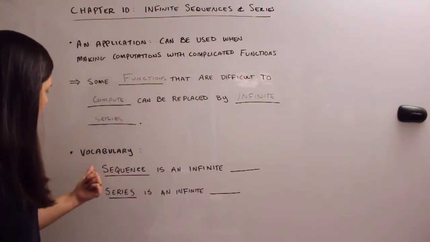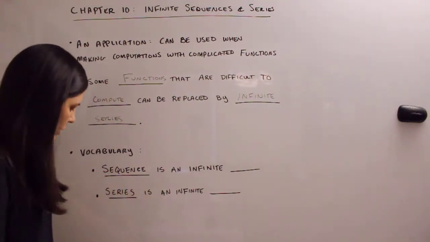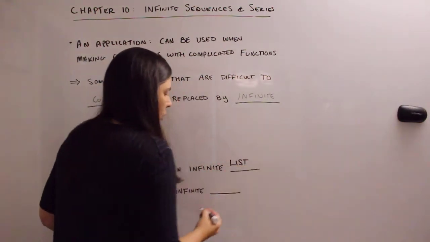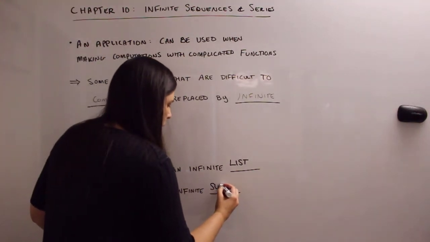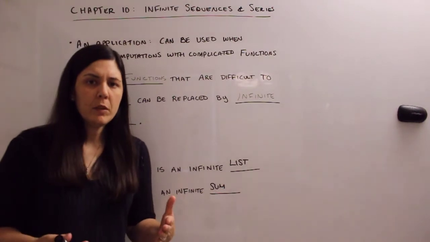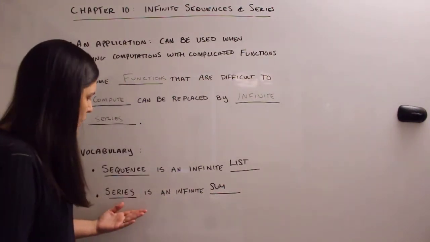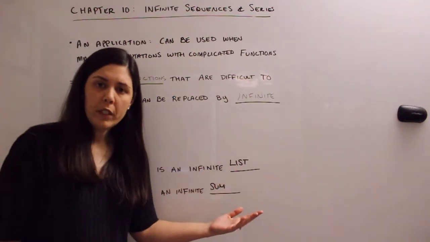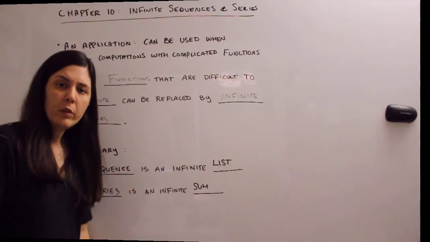And so the vocabulary that we want to know getting into this chapter is that when we say sequence, we mean an infinite list. Okay? And when we say series, we mean an infinite sum. So basically the difference is, are there plus or minus signs in between the terms? If so, that would be considered a sum, therefore it's a series. If it's just a list of terms with like commas in between, that would be considered a sequence. Okay, so let's get started with 10.1.